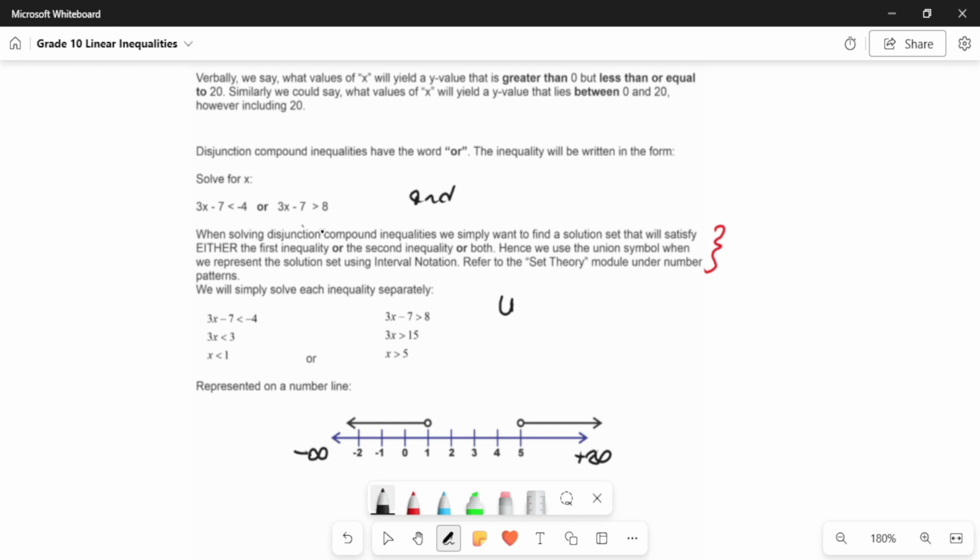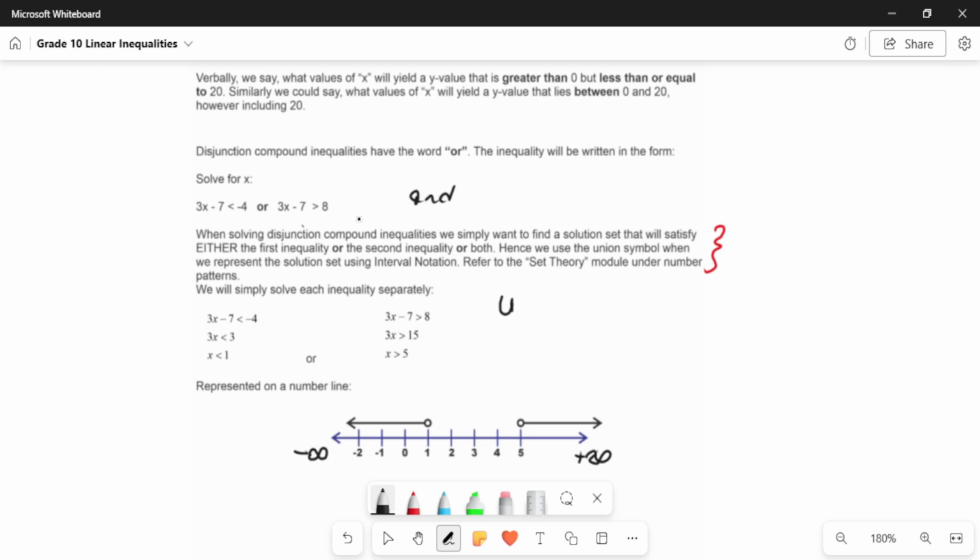If I use the word or, it must satisfy either this or that, or both. So if it satisfies both, all well and good. But if it only satisfies one, it still forms part of the solution because we use the word or. That's what the word or means. Either the first, or the second, or both. If it does not do both, at least it satisfies the first one because we use the word or. But if you have the word and, strictly both must be satisfied.